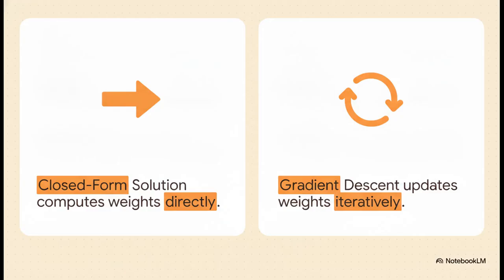Now, how do we actually calculate those optimal weights? Ridge can be trained in two different ways. You can either compute them directly using a closed-form solution, or you can update them iteratively, step-by-step using gradient descent.